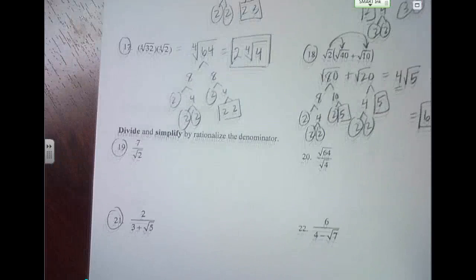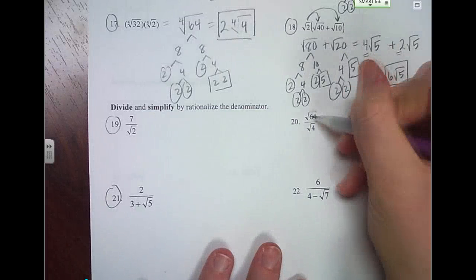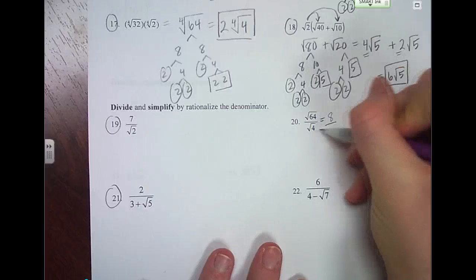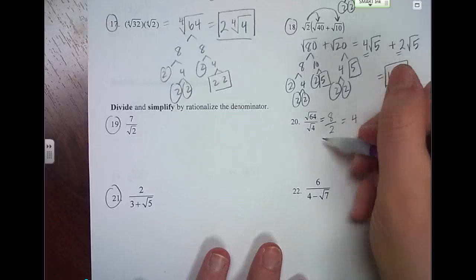Okay, division. So remember, if you can simplify first, go ahead and simplify. Like on number 20 here, square root of 64 is 8, and the square root of 4 is 2, and that just simplifies to be 4. So you can simplify first on that one.